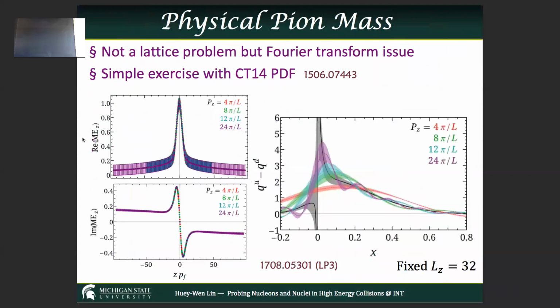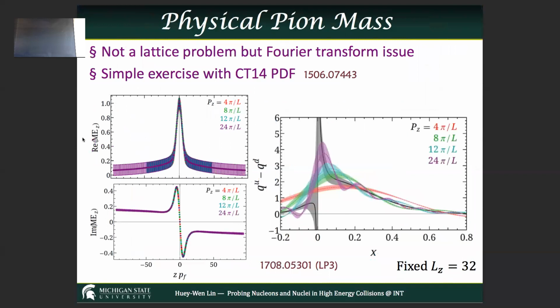There are issues that I didn't want to mention because they're way too technical. You can actually take any known PDF, Fourier transform it to coordinate space and transform it back. You don't always get the same thing. That's what we call part of the truncation effect, because it's a discretization effect.